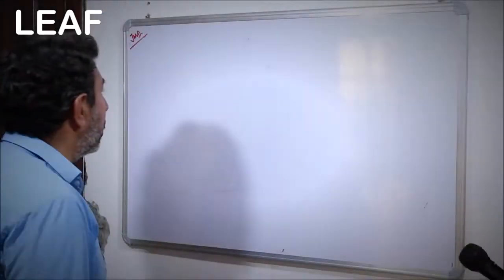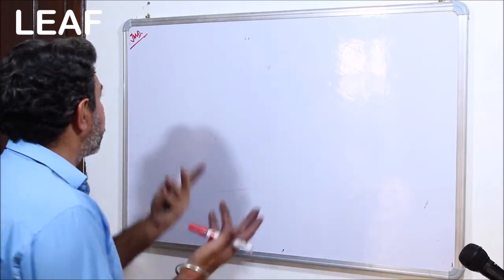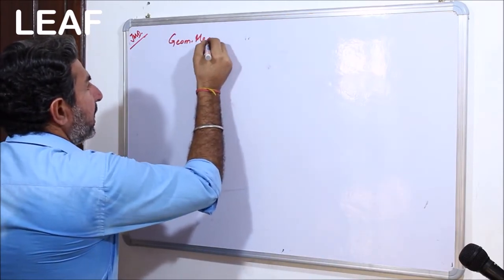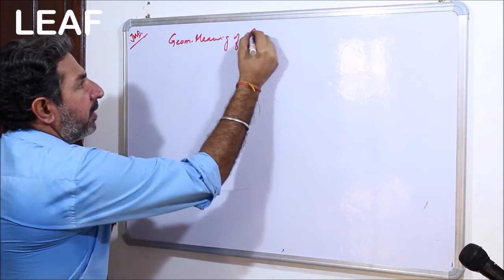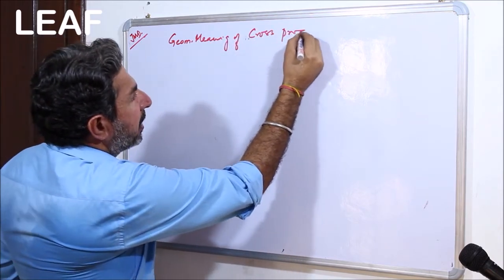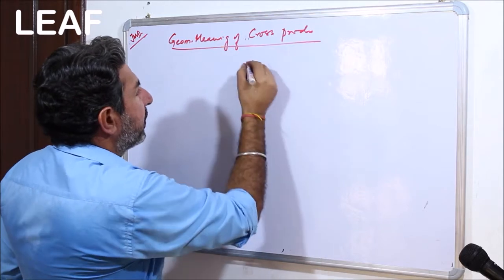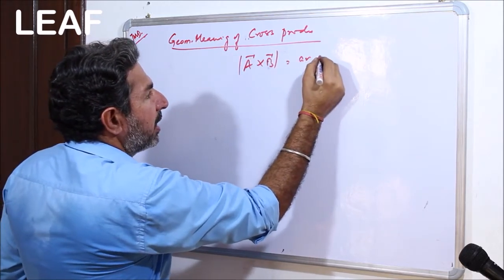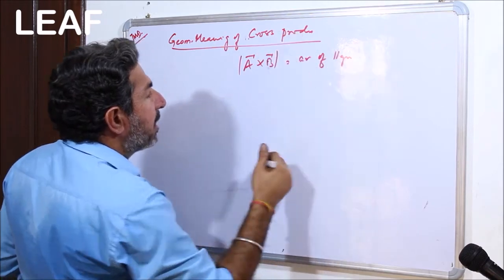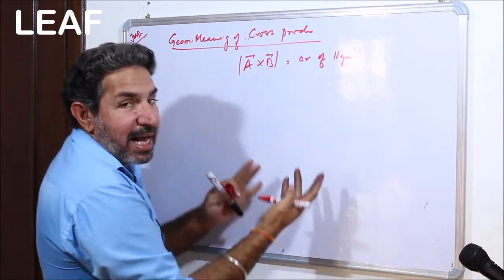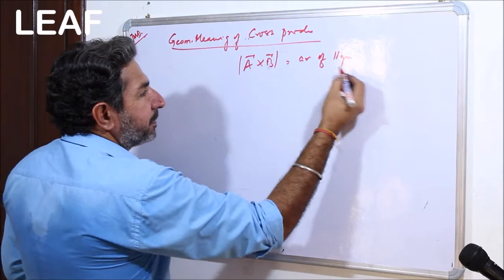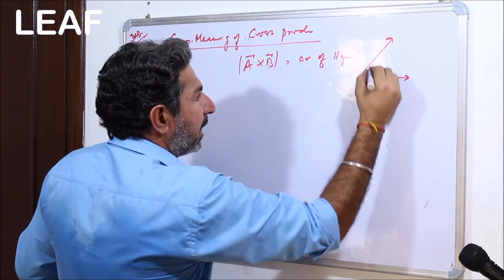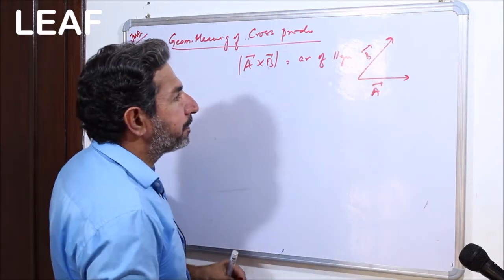Now the geometrical meaning of the cross product and the physical interpretation of the dot product. So what is the geometrical meaning of the cross product? The magnitude of A cross B is equal to the area of the parallelogram with one side as A and the other side as B. Right? Area of the parallelogram with one side as A and the other side as B.